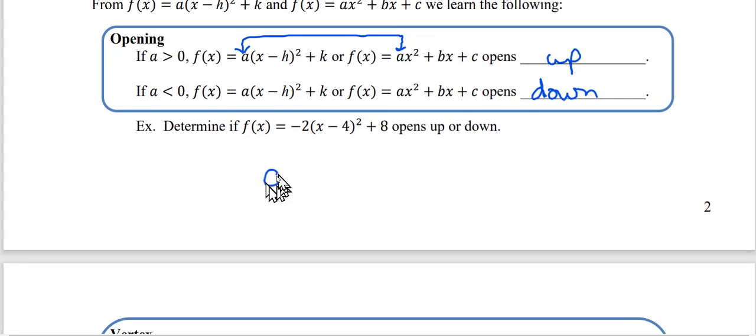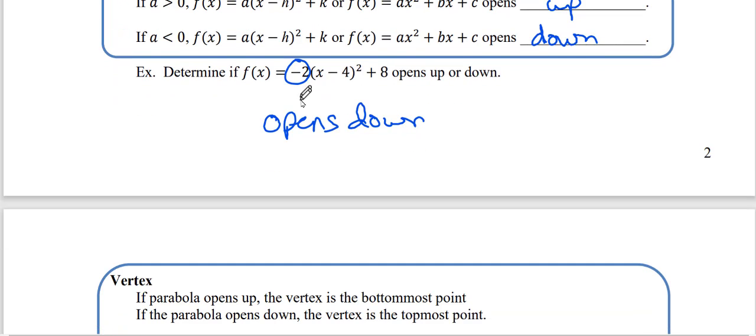This parabola opens down because f of x equals -2 times the quantity x minus 4 squared plus 8. That -2 tells us we have a reflection of that parabola over the x-axis.